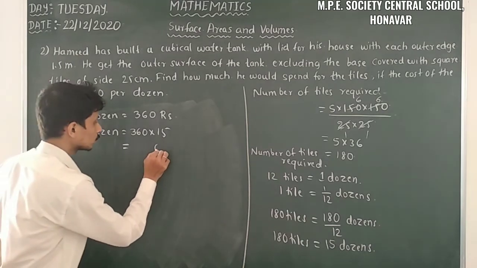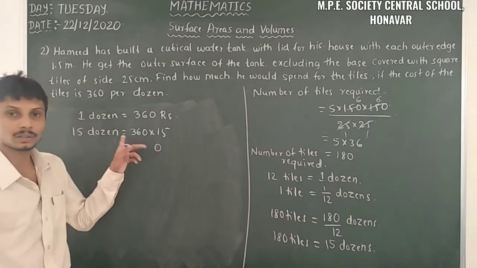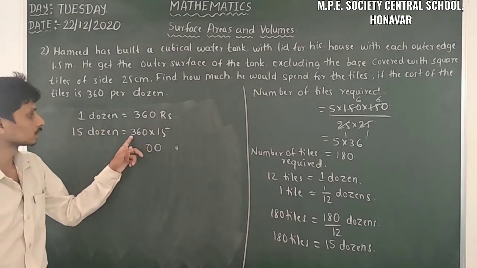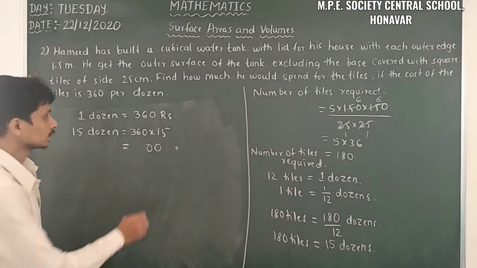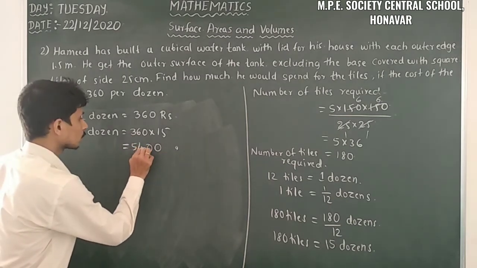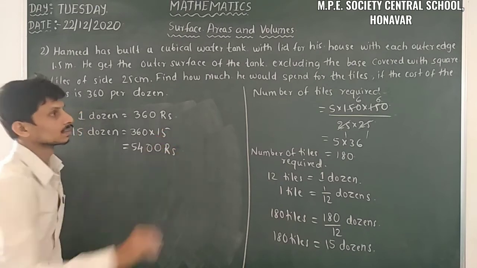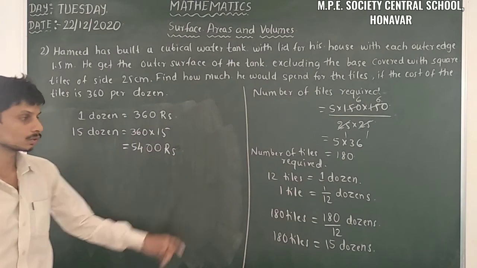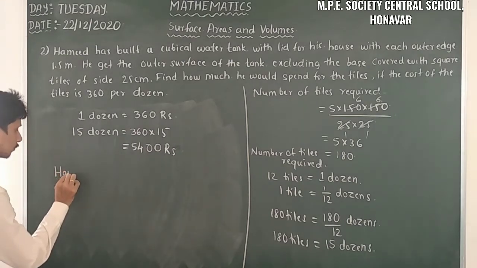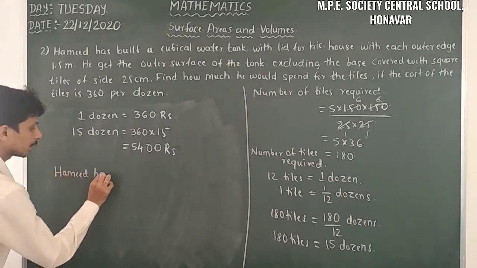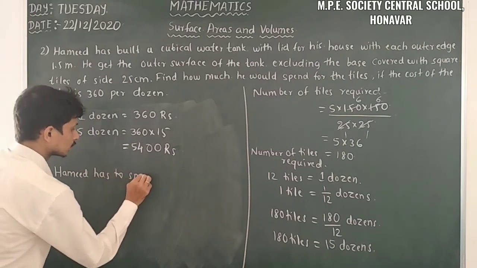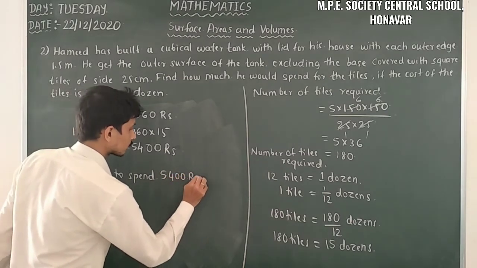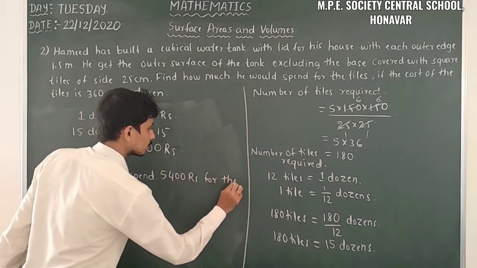So 15 into 0, 0. 15 into 6 is 90, and we have 9 remaining here. So 45 plus 9 is 54. So it is 5,400 rupees Hamid has to spend for the tiles.